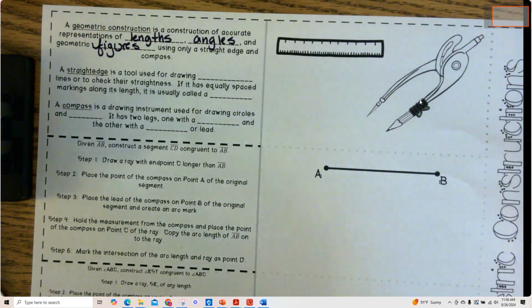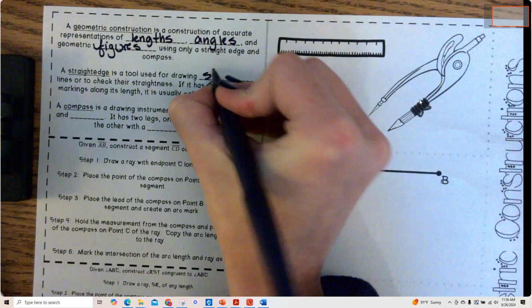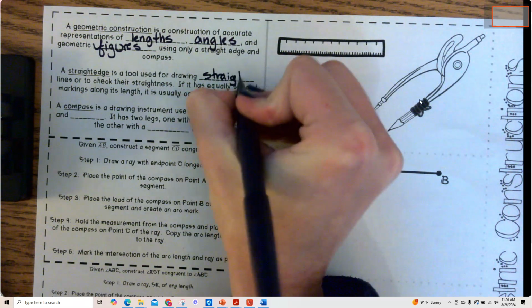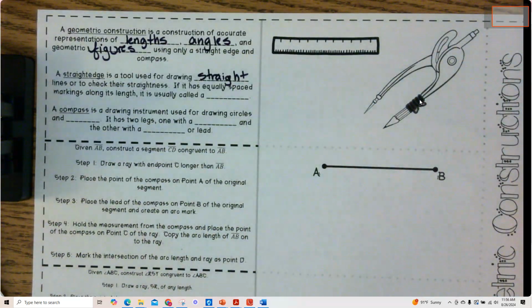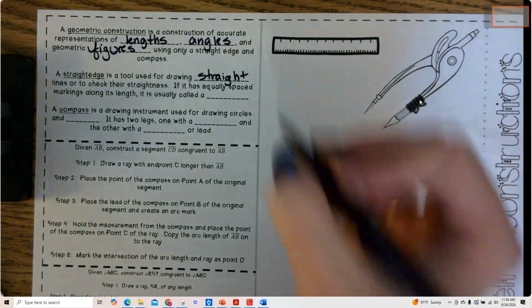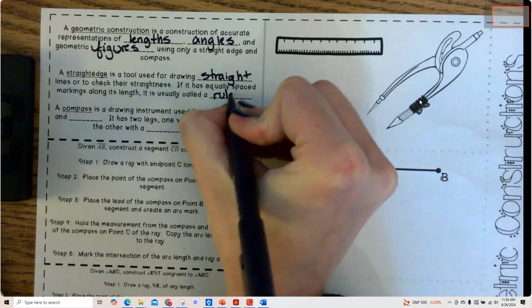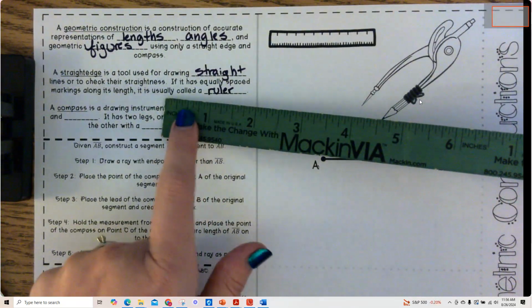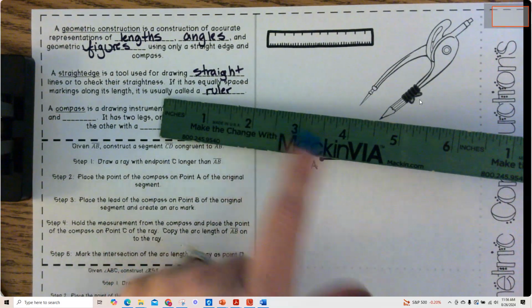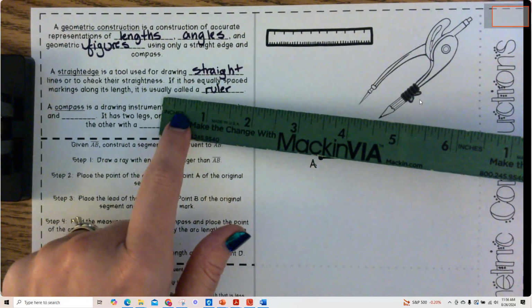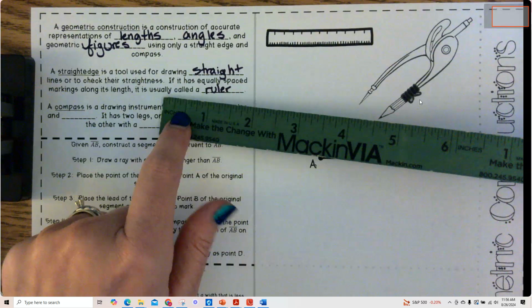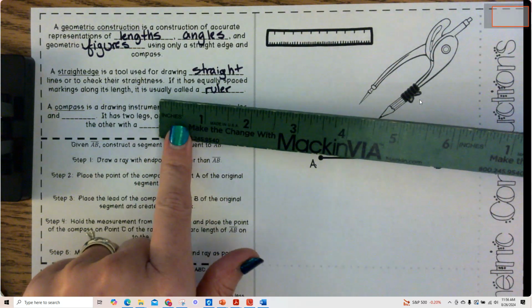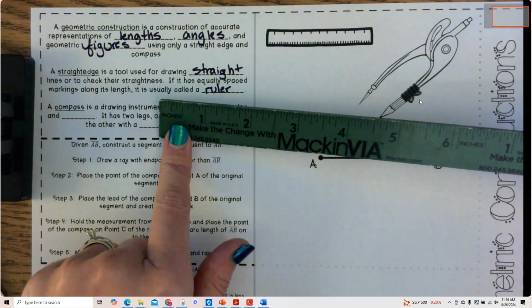So a straight edge is a tool used for drawing straight lines or to check their straightness. If it has equally spaced markings along its length, then it's usually called a ruler. So, like this ruler, equally spaced lengths by inches, and then by fractions of inches, half inches, quarter inches, eighth of an inch. This one looks like it goes to a 16th of an inch.